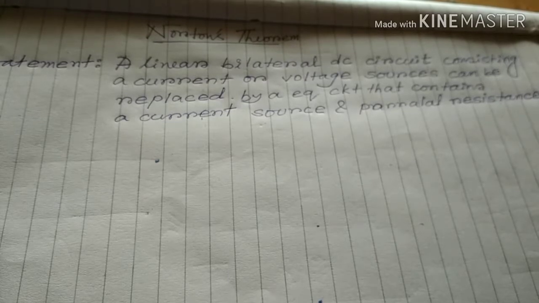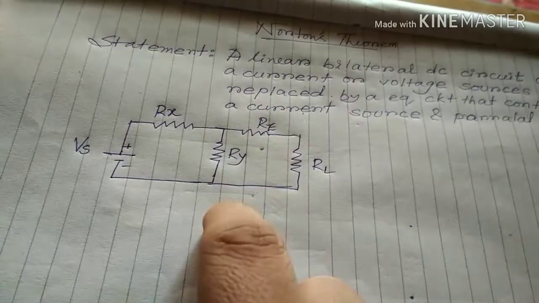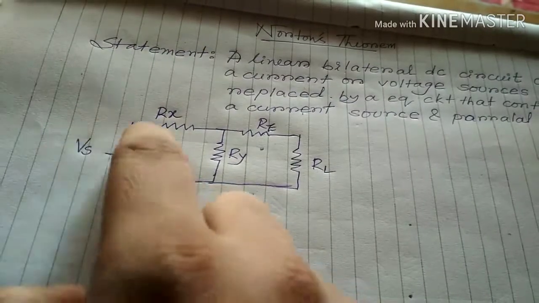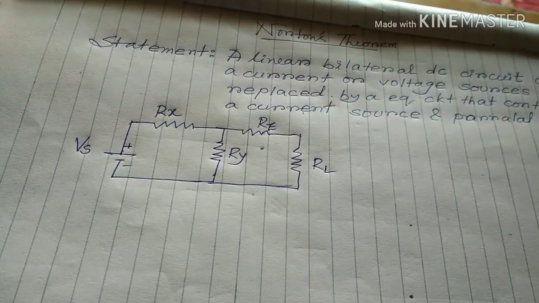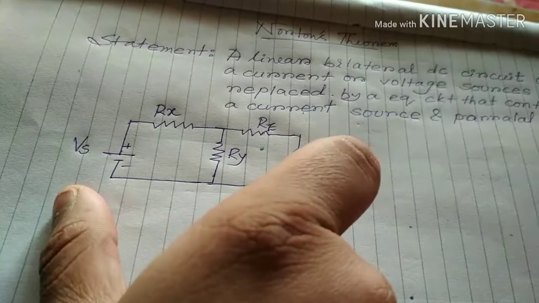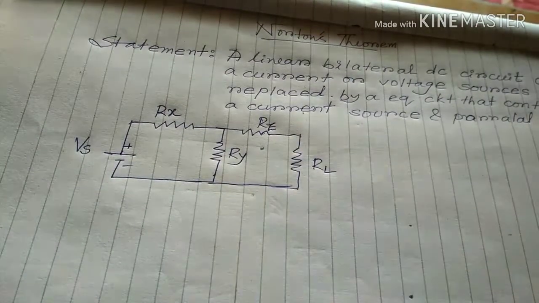So now we explain this Norton's theorem more precisely. Let's start. So friends, this is a bilateral linear DC circuit which contains a voltage source. It also may be connected with a current source. This does not differ. So we need to convert this into Norton's equivalent circuit.